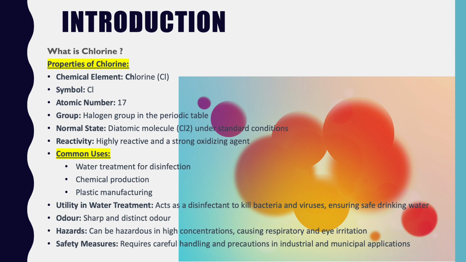For the introduction, it talks about what chlorine is and its properties. Chlorine is a chemical element, symbol Cl, atomic number 17, in the halogen group of the periodic table. Its normal state is the diatomic molecule Cl2 under standard conditions. It is highly reactive and a strong oxidizing agent.